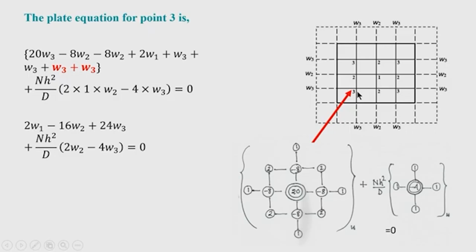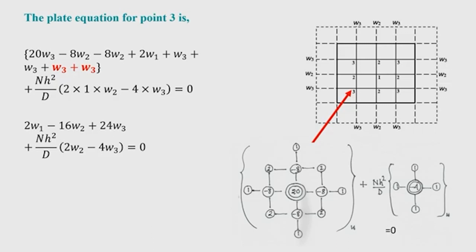So, W2, W3, minus 8 W2, minus 8 W2 plus 2 W1 plus W3 and plus W3. So, these are due to points which are lying outside the boundary, and this is expressed in terms of the reflection of the points inside the boundary, the corresponding image point.